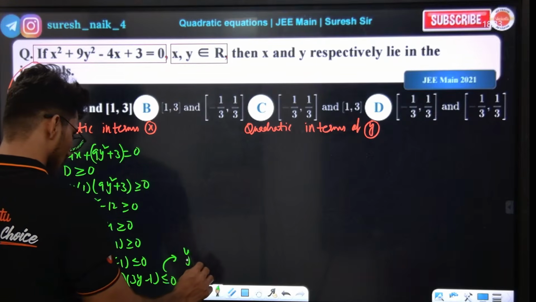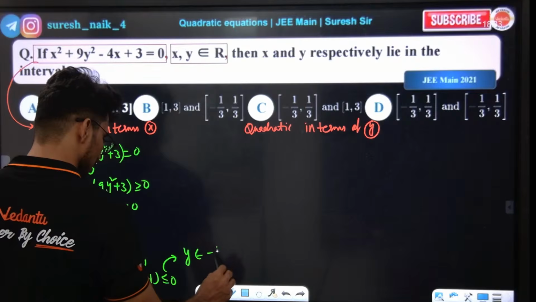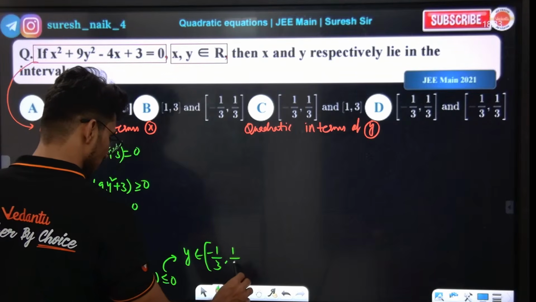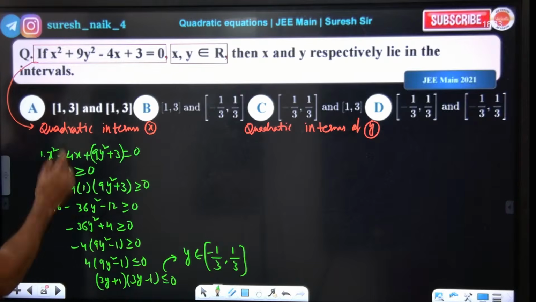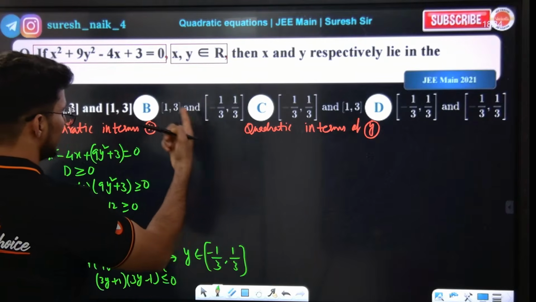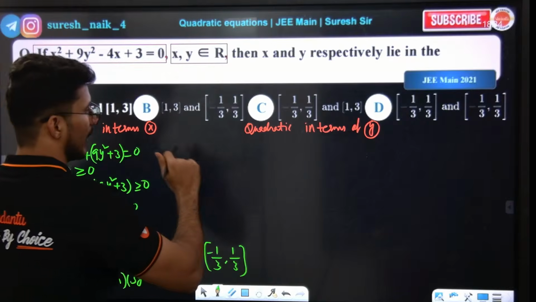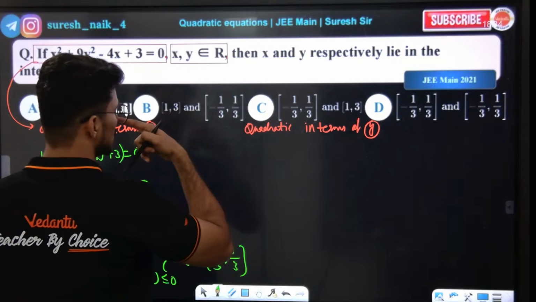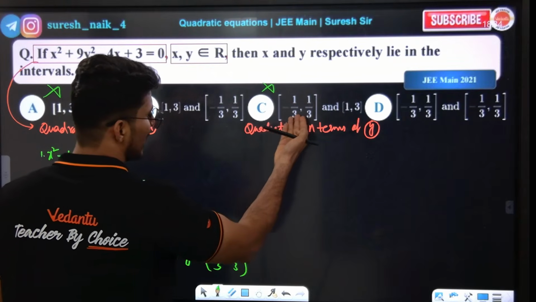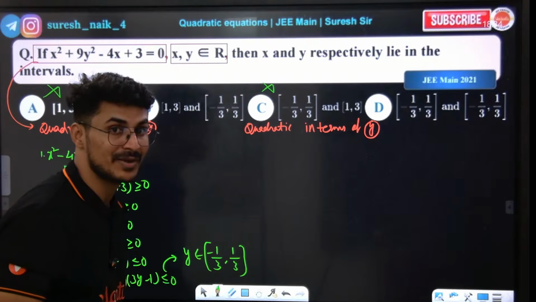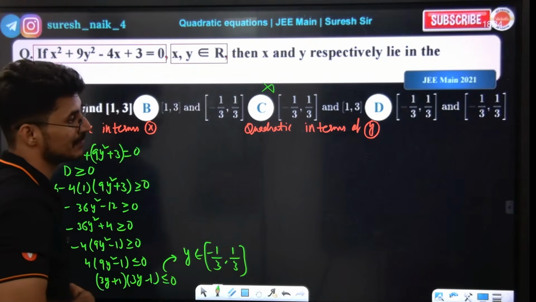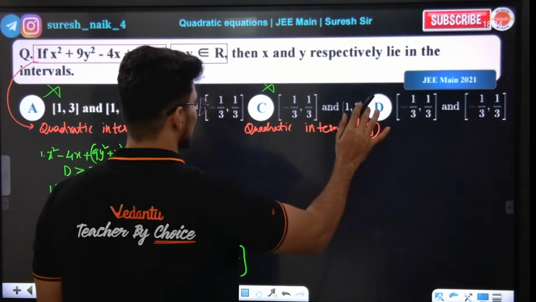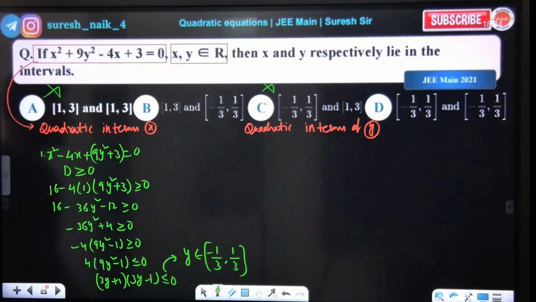Applying the VB method, y belongs to minus 1 by 3 to 1 by 3. Check: minus 1 by 3 to 1 by 3. Option A will not come. There is a chance of option B. And x and y have been given. This is y. So option C will not come, because an interval of minus 1 by 3 to 1 by 3 is given for x, but we are getting this as the y interval. So there is a chance of option B and option D. I eliminated A and C. Okay? I eliminated my A and C options.